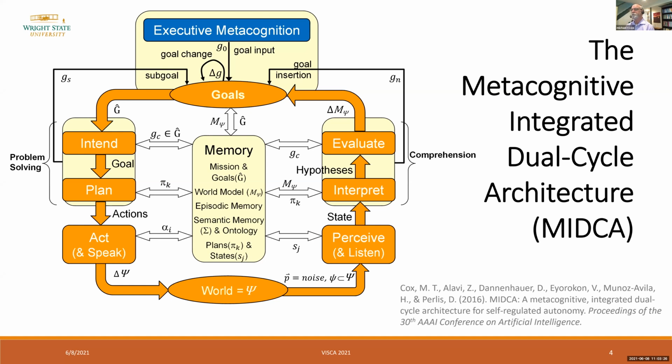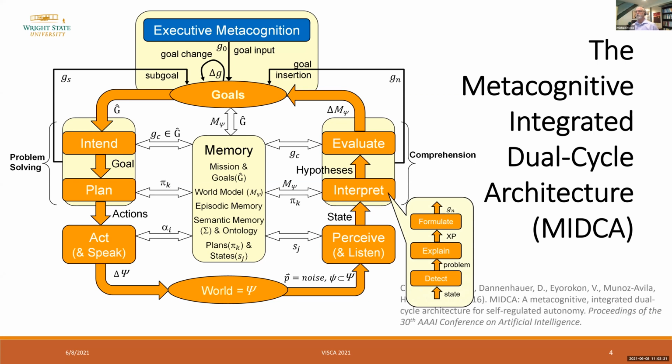Now, interpretation is a little different in our architecture. One of the key aspects of interpretation is to detect problems in the world when our observations differ from our expectations, to explain those problems in a causal fashion, what caused the problem to occur, and then to generate new goals to remove that cause and hence solve the problem. So G7, a new goal, can be generated from the interpretation comprehension process.